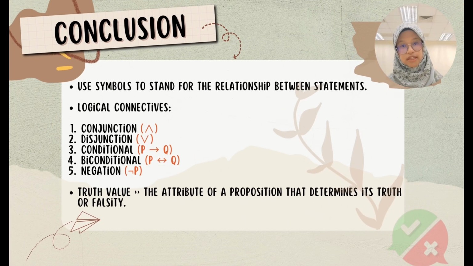For the conclusion, we learned that logical connective symbols are used to stand for the relationship between statements. And based on the previous slide, we also learned the logical connectives, which are conjunction for and, disjunction for or, conditional for if then, biconditional for if and only if, and negation for not. We also learned that true value is the attribute of a proposition that determines its truth and falsity.